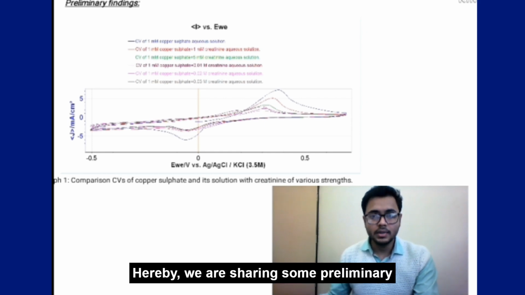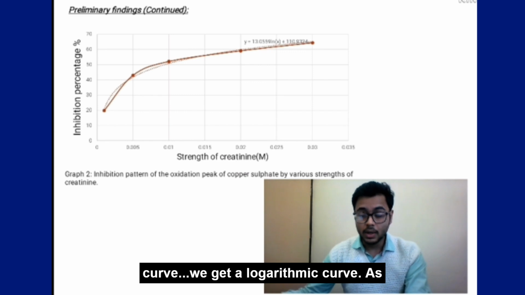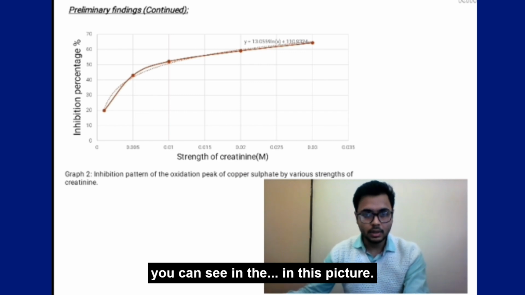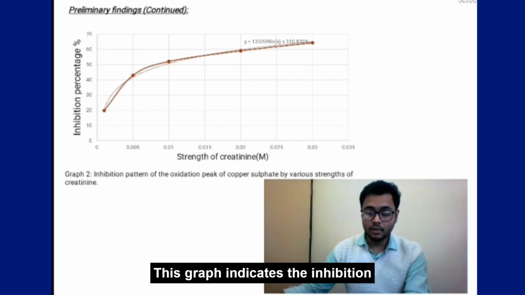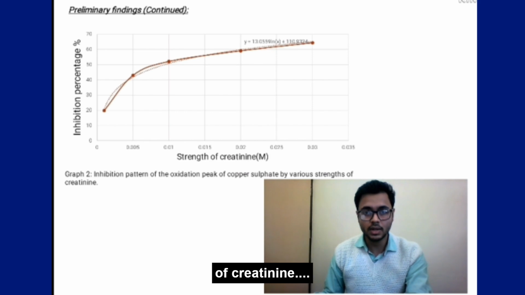Here, we are sharing some preliminary findings. When we plot a graph of the inhibition percentage of the oxidation peak of pure copper sulfate by various strengths of creatinine versus the strength of creatinine, we get a logarithmic curve, as you can see in the picture. This graph is the inhibition pattern of the oxidation peak of copper sulfate by various strengths of creatinine.